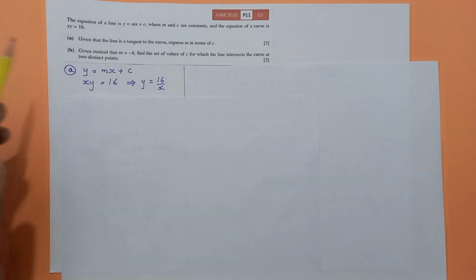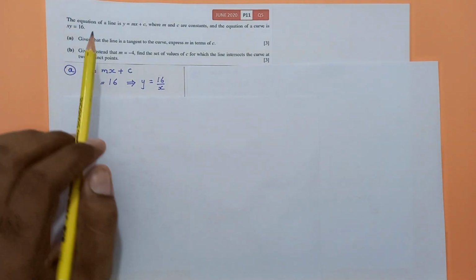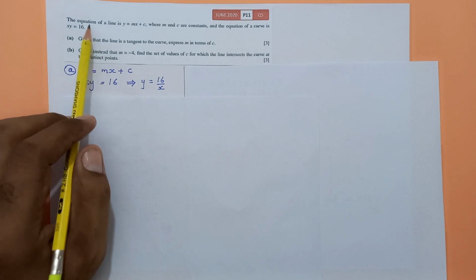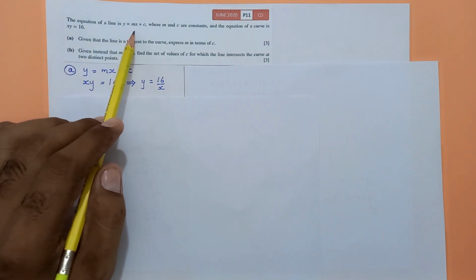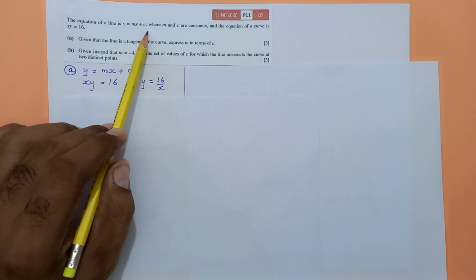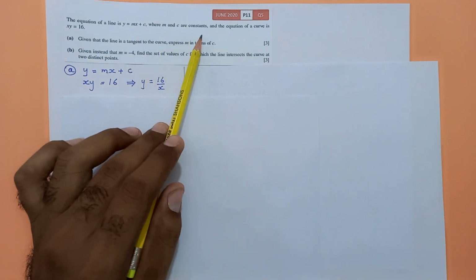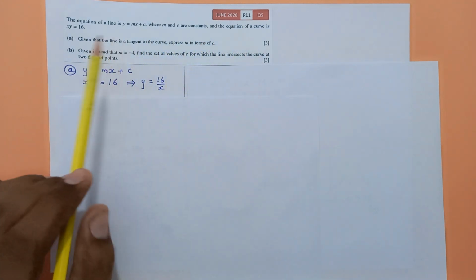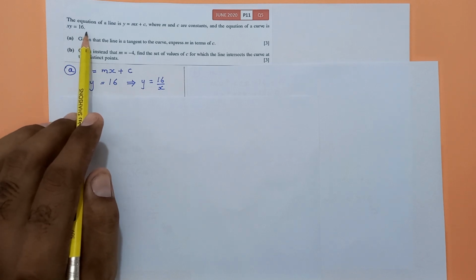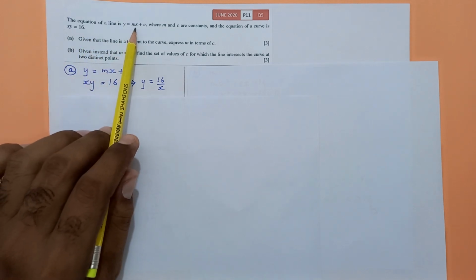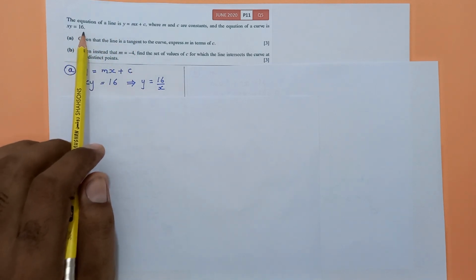Hello everyone. We have a question. It says that the equation of the line is y equal to mx plus c, where m and c are constants, and the equation of the curve is xy equals 16. So basically we have an equation of a line and an equation of a curve.